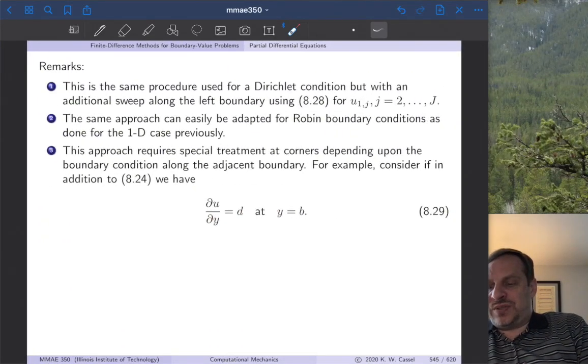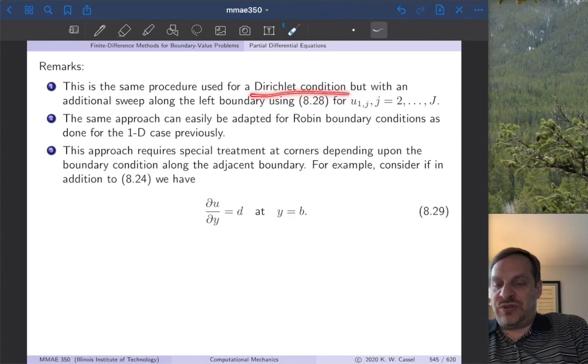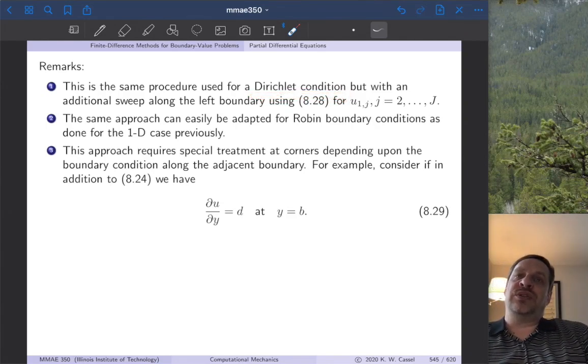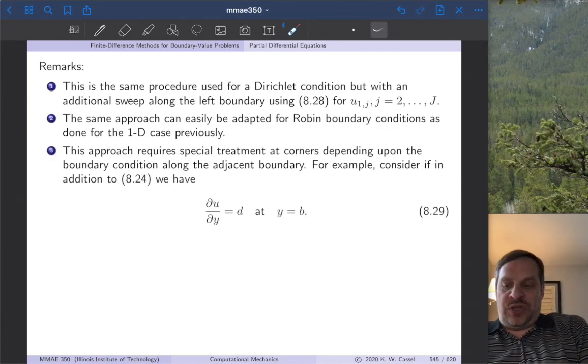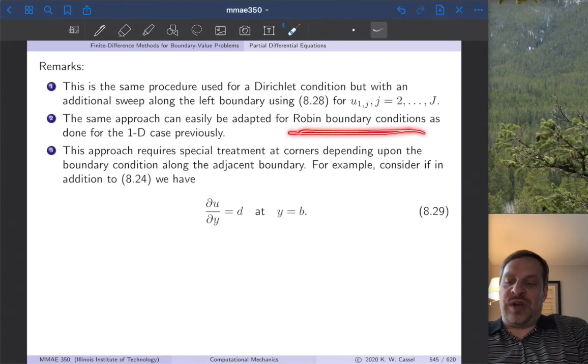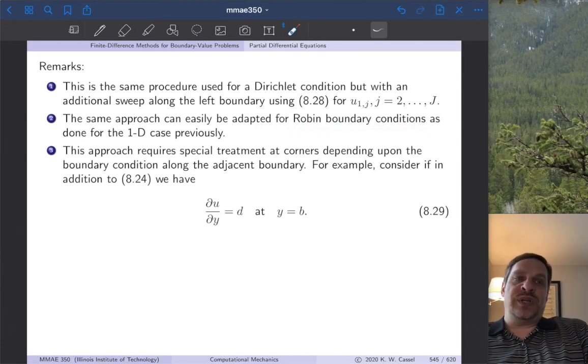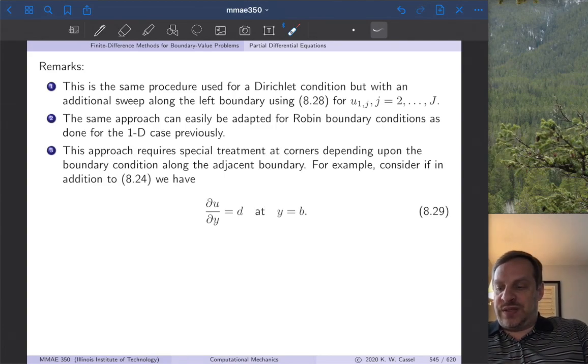Okay, some comments. So this is basically the same procedure we just had for the Dirichlet boundary condition case, but we just have one additional sweep along that left boundary. And we can apply the same approach adapted to Robin boundary conditions, which is what we did in the 1D case. We can do the same thing here in the 2D case.